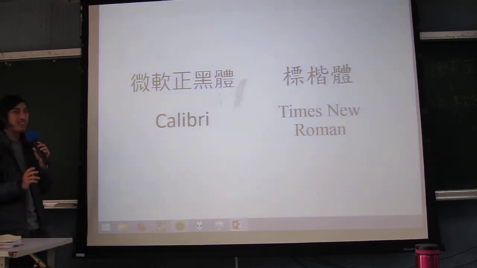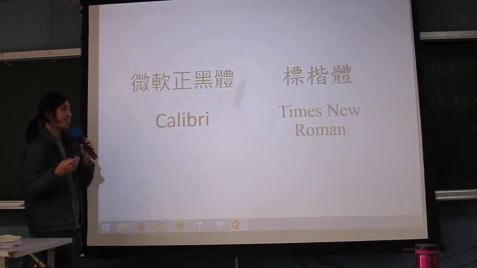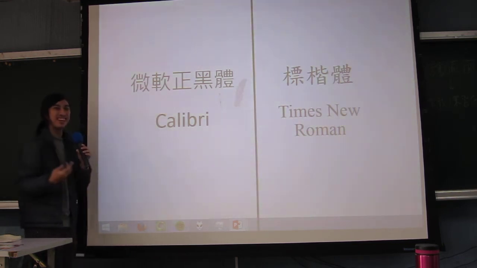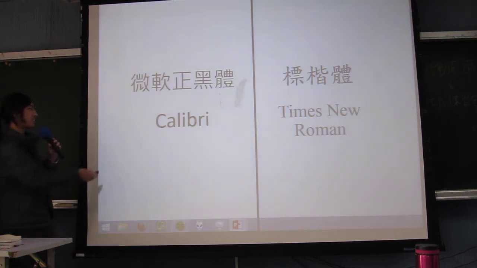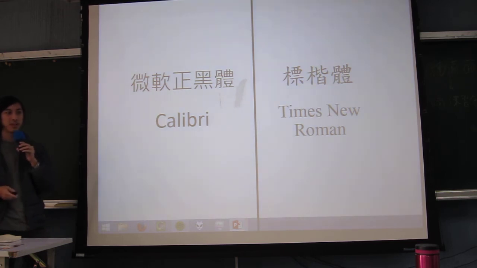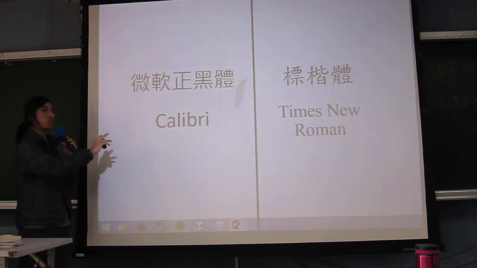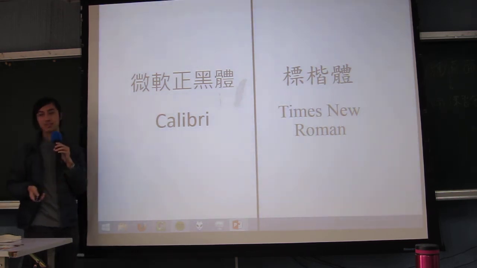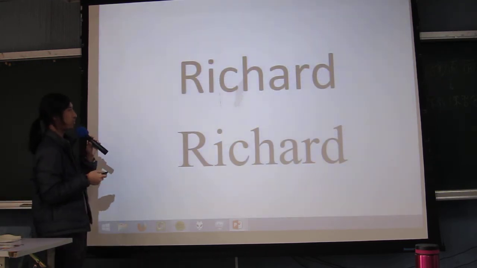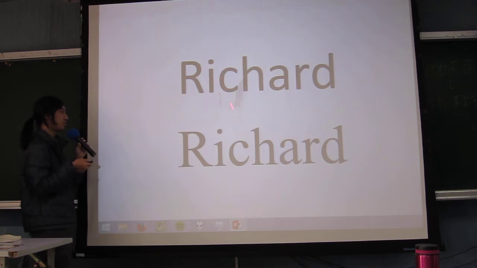I think the reason you're close to the answer is that you divided these fonts into two groups. That is what I want to talk about. This one is group 1 and this one is group 2. What is the difference between these two groups of fonts? Let's see. Take Richard as an example. What's different between these two Richards?